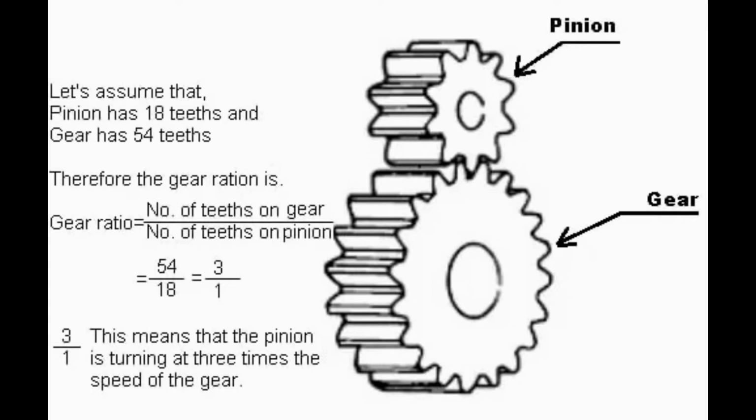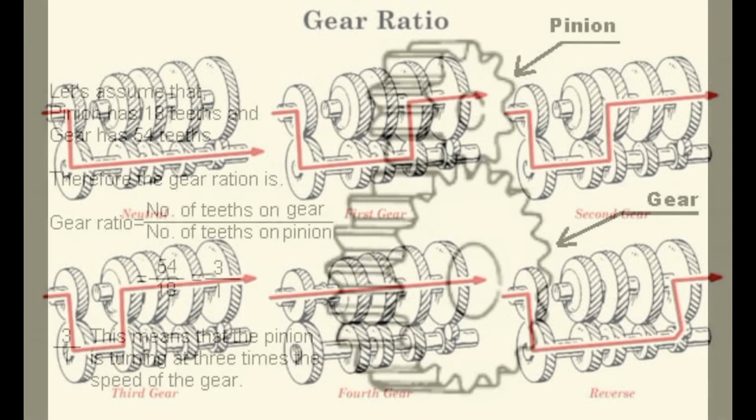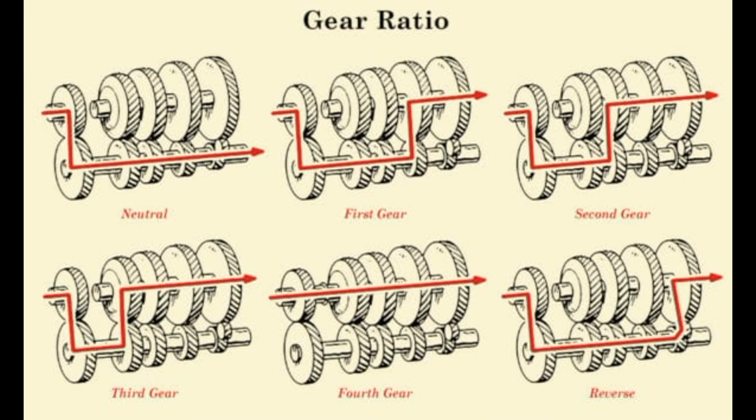Calculation of gear ratio. The gear ratio between two gears in mesh can be calculated by using the following parameters of the gears enmeshed. Number of teeth. The gear ratio of a pair of gears in mesh is given by the ratio of the number of teeth of the driven gear to that of the driving gear, or the ratio of the number of teeth of the output gear to that of the input gear.